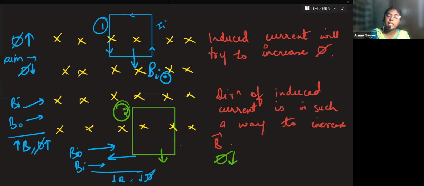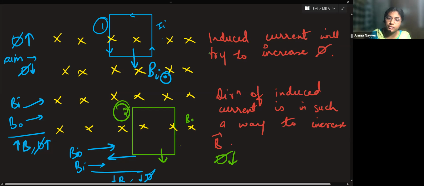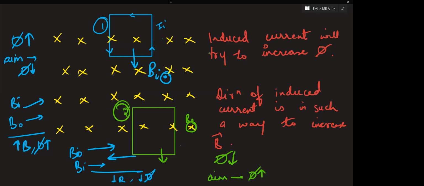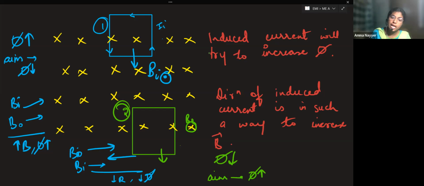Okay. Now, Abia, you tell me, the original magnetic field is pointing inwards. Should the induced magnetic field be inwards or outwards? Our aim is to increase magnetic flux. Inwards, exactly. Then only both will point in the same direction and it will get added. So the induced magnetic field direction will also be inwards because we have to increase it. The flux is decreasing, so we have to increase it now because of Lenz's law.